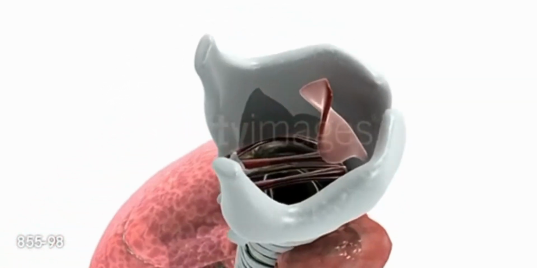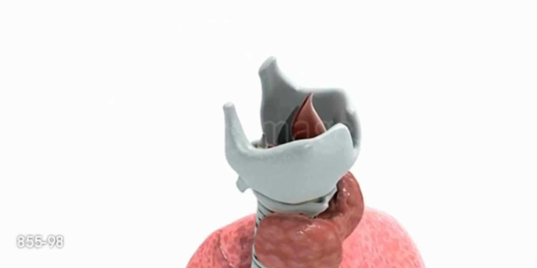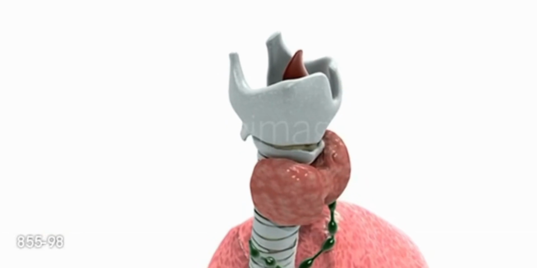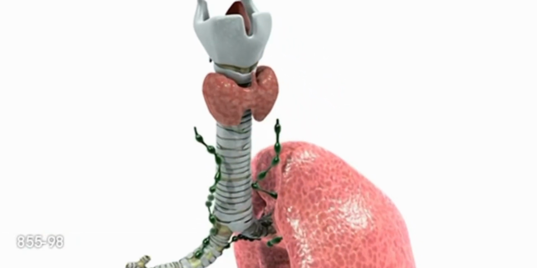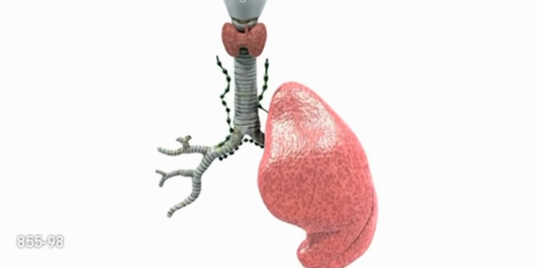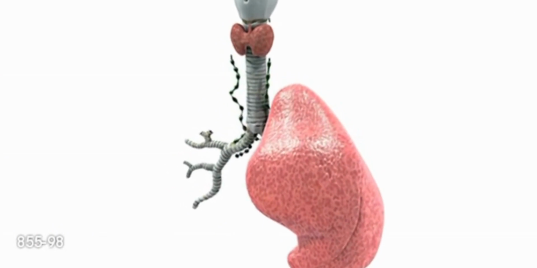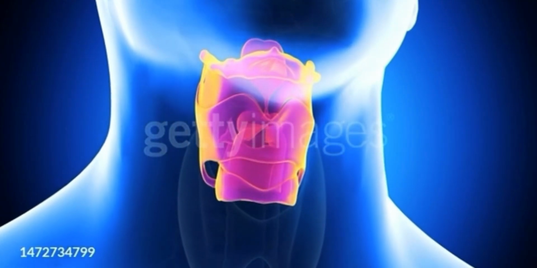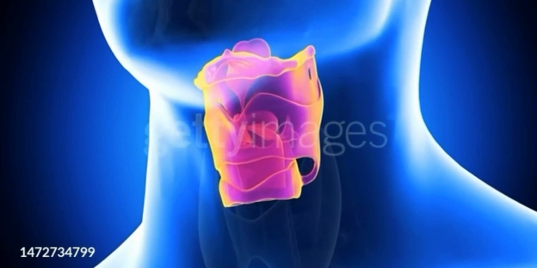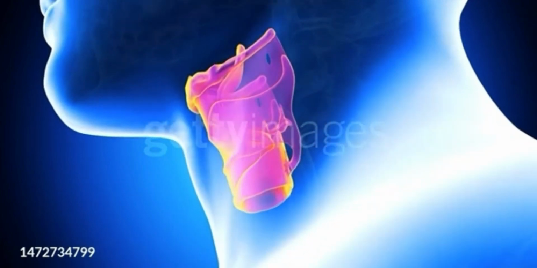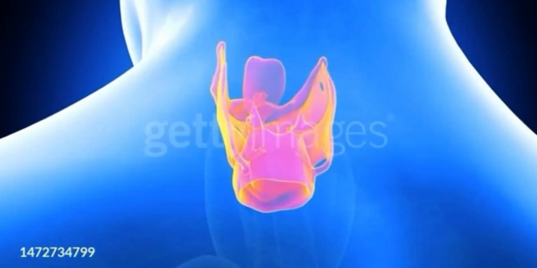Then, we have the epiglottis. The epiglottis is a cartilaginous structure in our body that helps close the entrance to the trachea when swallowing food. And lastly, we have the larynx, which is responsible for sound production and protecting the trachea from food aspiration.